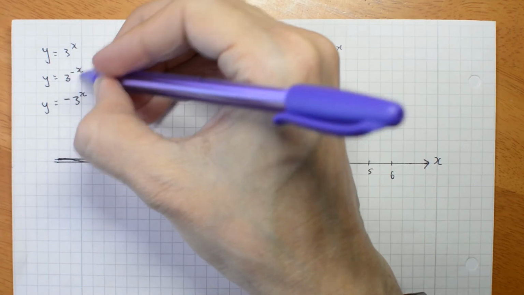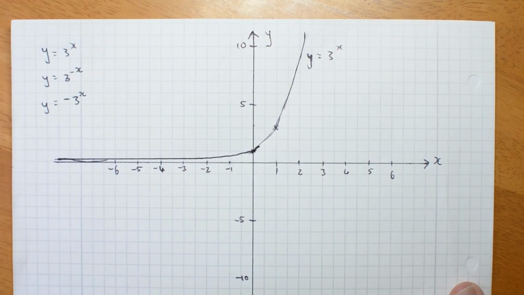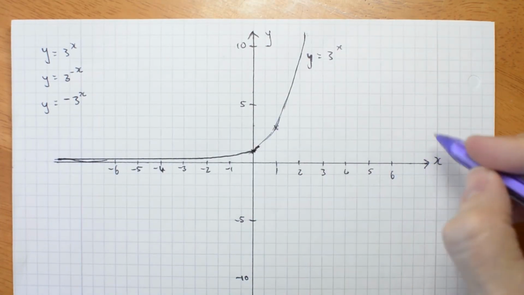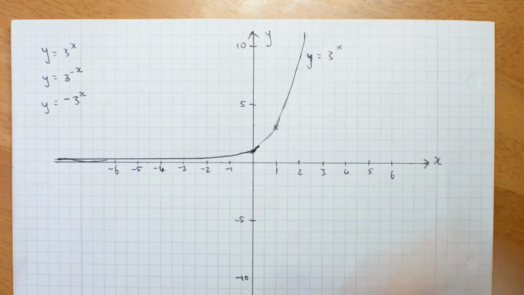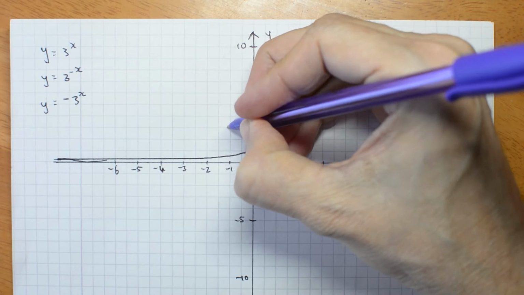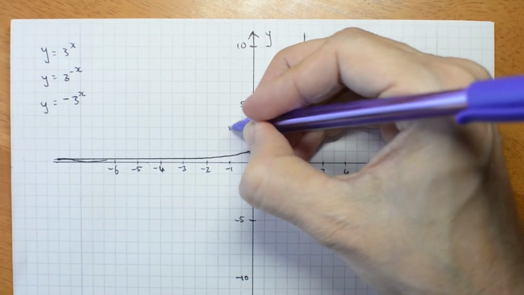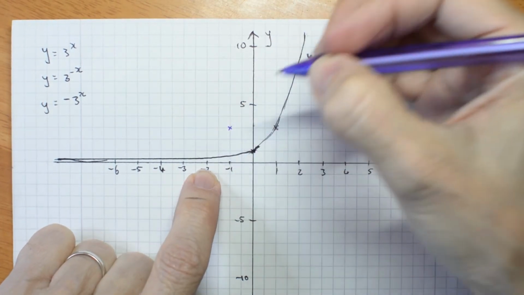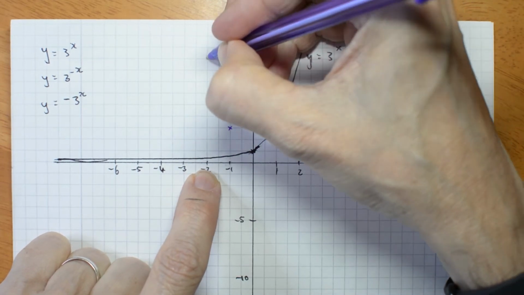What about 3 to the power of negative x? Well, that's going to flip it horizontally. So that means it's still going to go through this point here. It's going to go through this point here, (-1, 3). And for what it's worth, (-2, 9).